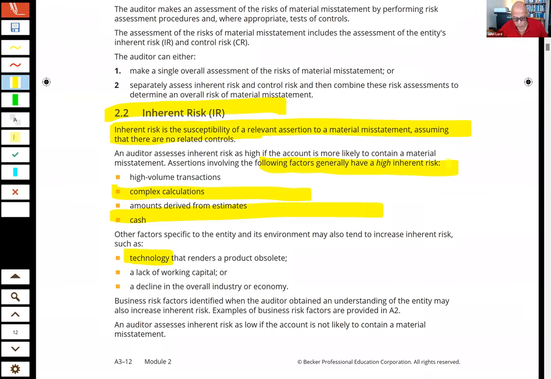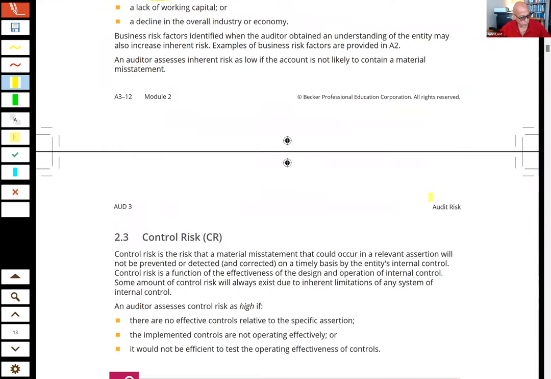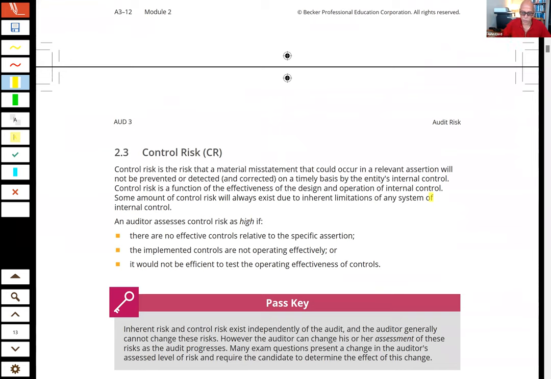Okay. All right, good. Now you come over, and that's our inherent risk. When we look at control risk, control risk is the risk that the control will not be effective in preventing or detecting a misstatement on a timely basis. My entity's internal control won't do that.